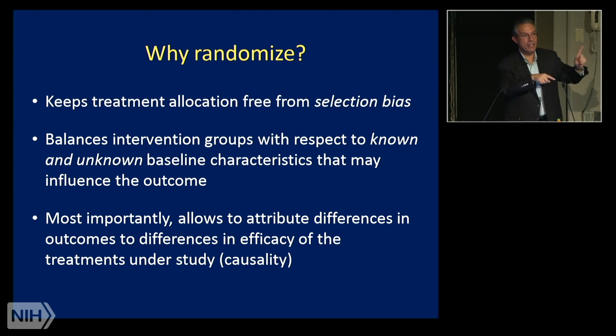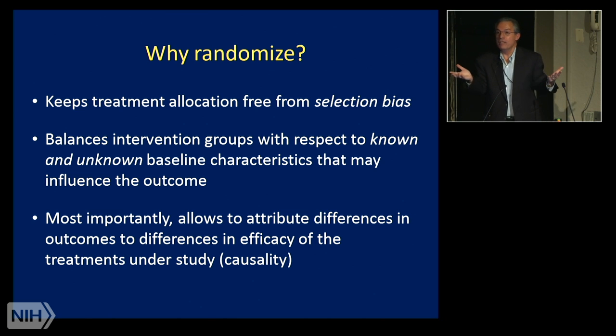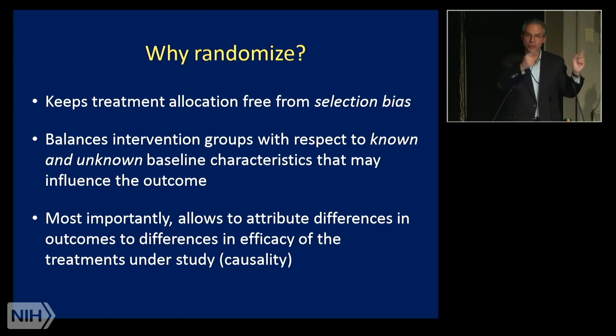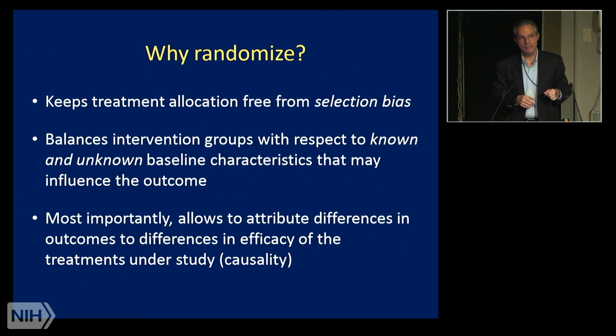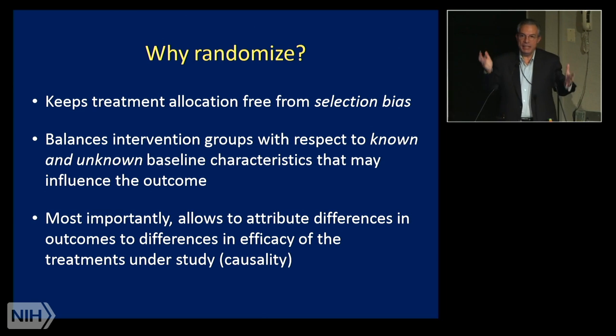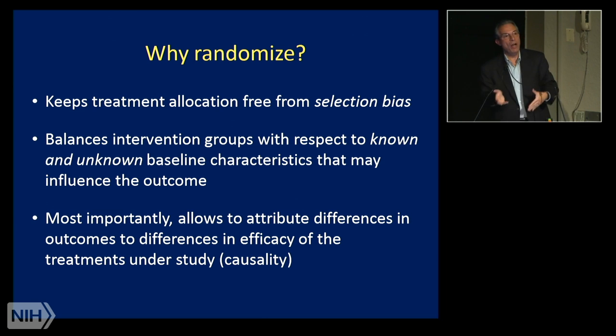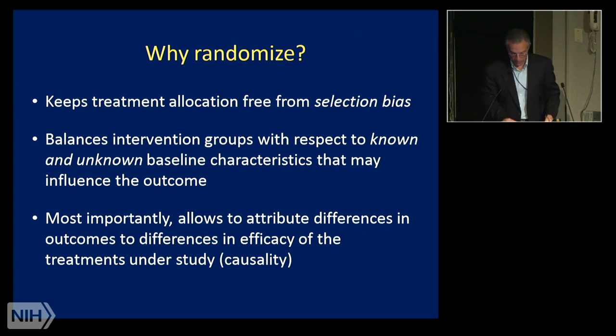So if I see a difference in outcome, where does it come from? From the treatments, not from anything else. Okay, and some people even say this is the key thing about why we do randomization, because it allows us to claim causality if the outcomes are different between the groups. Okay.